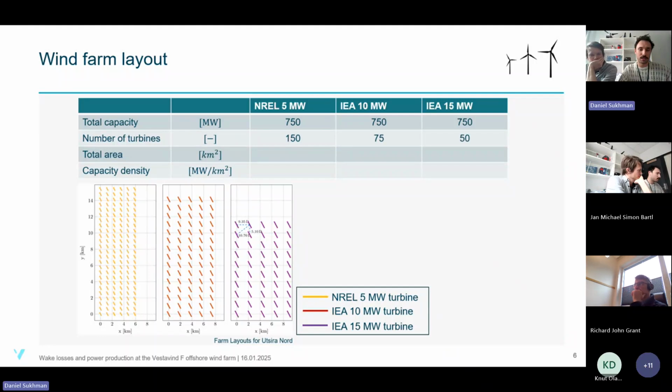Such an approach gives us, of course, a different amount of turbines, and a different total area covered. The capacity density also varies a little bit, but they are all within the scope of current wind farms, which are built in the Baltic and North Sea, at the Danish and German coast.